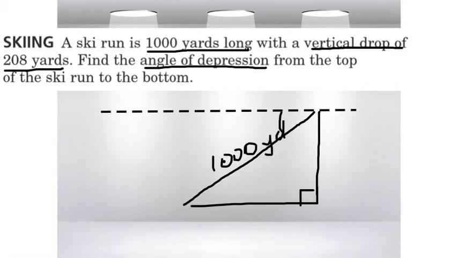Okay. We also know it has a vertical drop of 208 yards. So in other words, you're going to start at the top of the mountain and you're going to decrease 208 feet. So in other words, this length here is 208. Actually, it was yards. I think I said feet. Okay, but that's 208 yards. We want to find that angle of depression at the top.